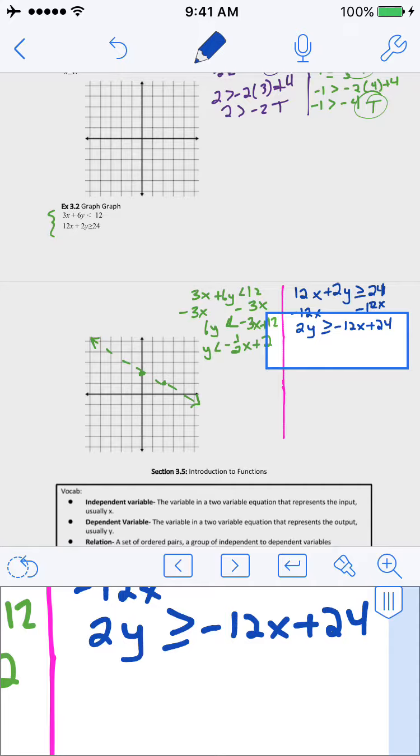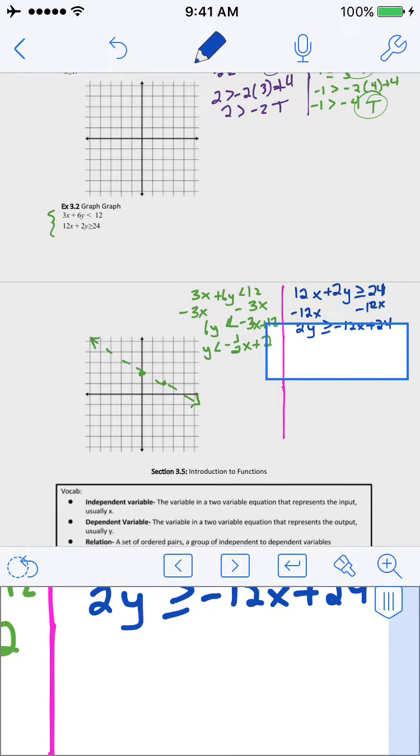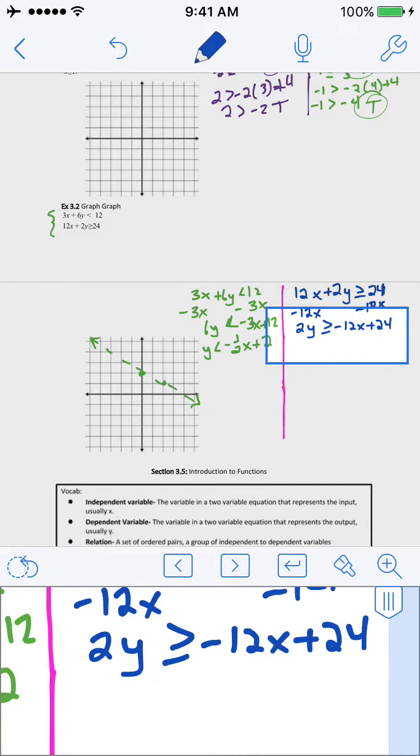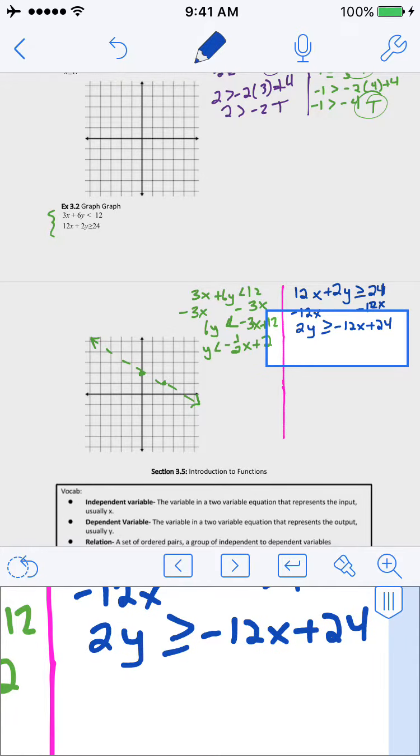Divide by 2. And notice every time I'm dividing, I do a mental check. I'm not dividing by a negative here, and I'm not dividing by a negative there. So either way, I made sure that I didn't have to flip the sign, right? If it was dividing by a negative 2, I had to flip the sign. But here it's just a positive 2, so I get y is greater than or equal to negative 6x plus 12.